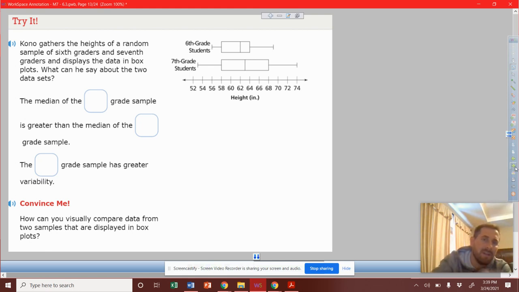So you can see you got a box plot at the top. It's kind of tighter, but that's your 6th graders, and then the 7th grade is more spread out. So what can you say about the 2 data sets? We're going to go piece by piece and just fill in these blanks.